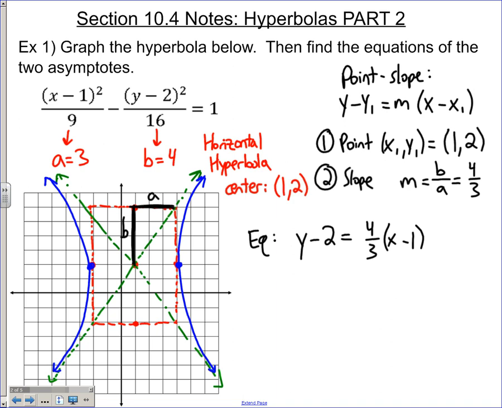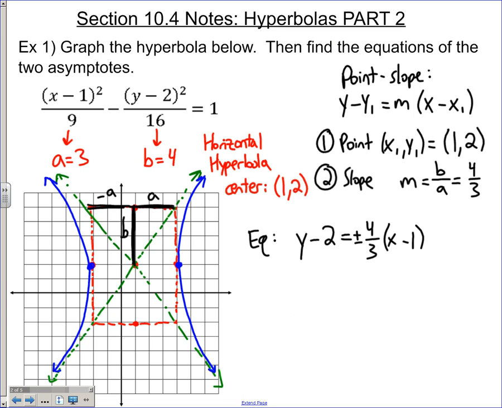Typically, equations are y equals, so we could add 2 and bring that to the other side. Because there are two different asymptotes, the only difference is the slope. For the other asymptote, we went in the negative direction, so it'd still be b over a, but negative. So I can just put plus or minus in my equation to account for both of those asymptotes.